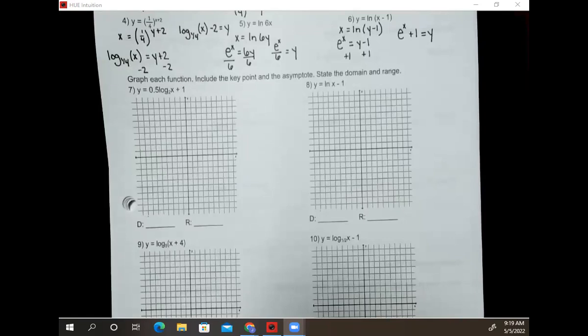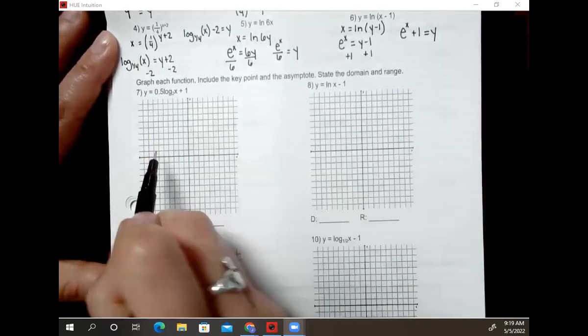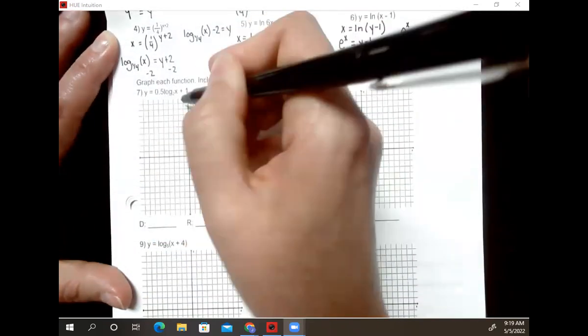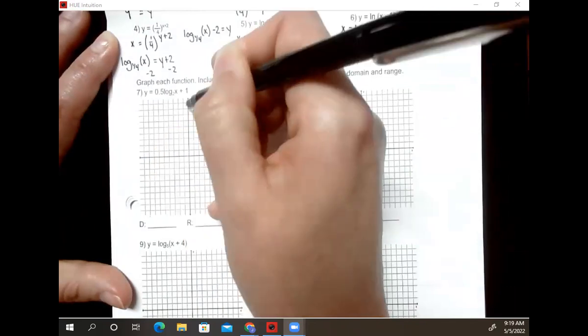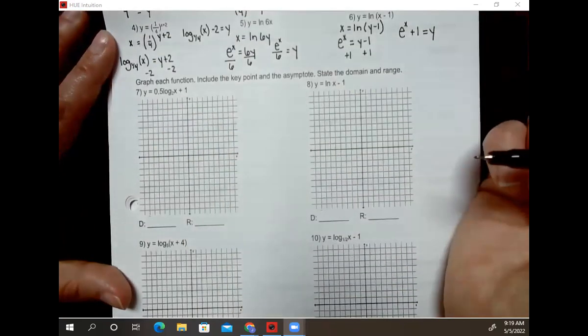So starting with number 7, the first thing that I want to do is figure out where my asymptote should be. And we know from our notes that instead of a horizontal asymptote like we had with our exponential functions, we're going to have a vertical asymptote here. Its default spot is at 0. If I move left or right, that would also move my asymptote.